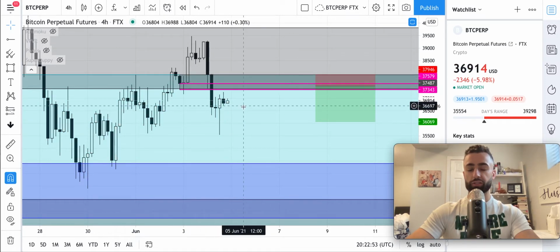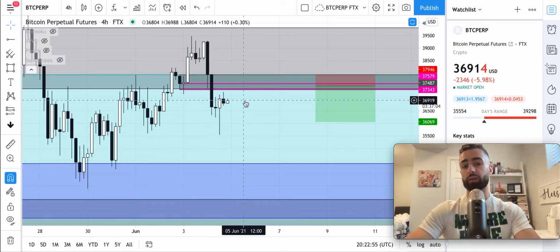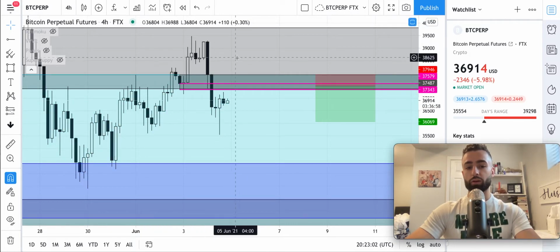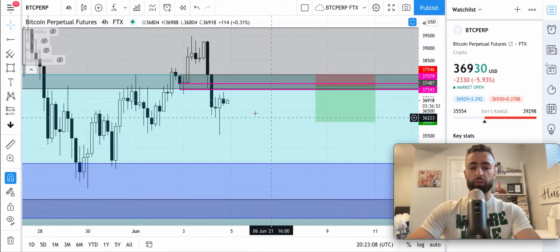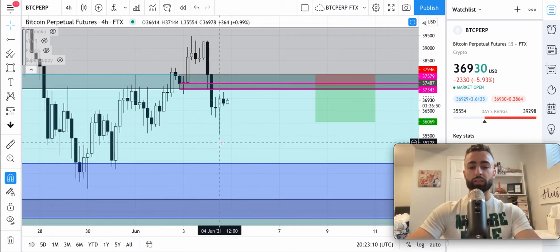So this is really just a scalp. This is what we consider a scalp. If you're not familiar with that terminology, it just means a very short time frame trade. We're on the 4 hour, so this will play out over the course of a day or two. Where you get your profit potential is probably somewhere in this range of consolidation.